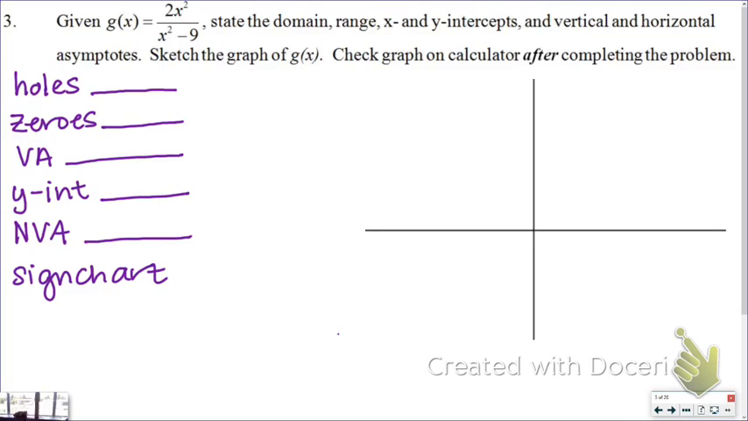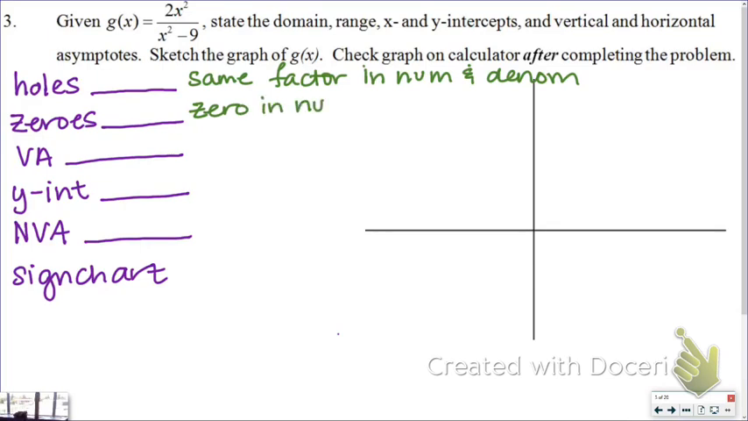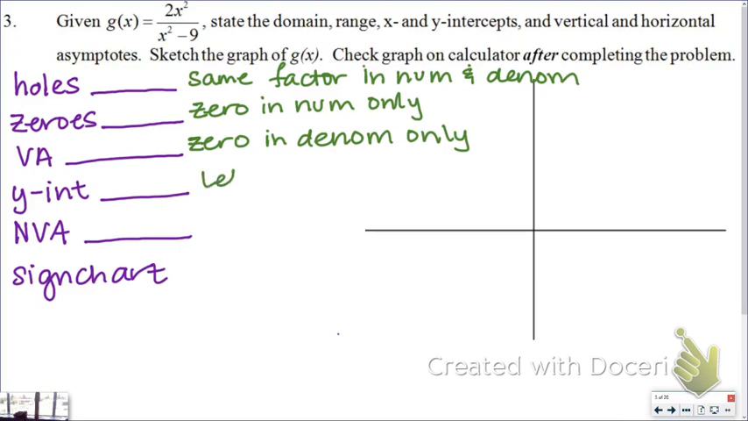If you have some old notes, you can dig out the paperwork on that. Holes, this is the same factor in the numerator and the denominator. Zeros, that's 0 in the numerator only. Vertical asymptotes, or when you have a 0 in the denominator only. Y-intercept, that's when x is 0 in the equation. Non-vertical asymptotes.